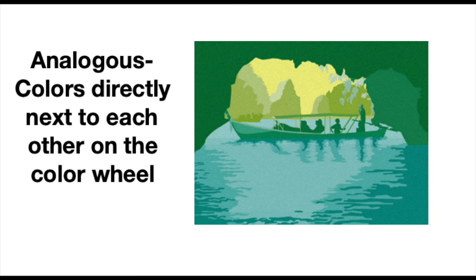The analogous color scheme is a group of colors that are very closely related to each other. They are colors that are right next to each other on the color wheel, so you will not be jumping or skipping spaces around your color wheel.